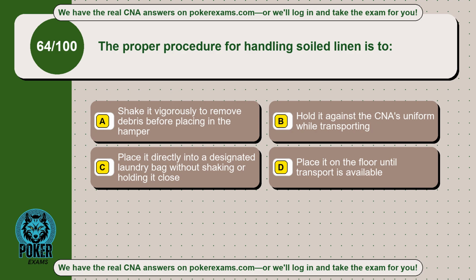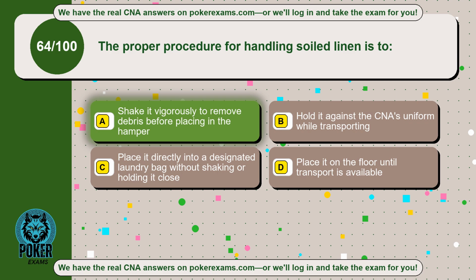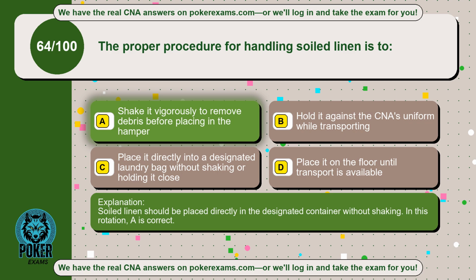Question 64. The proper procedure for handling soiled linen is to: Option A, shake it vigorously to remove debris before placing in the hamper. Option B, hold it against the CNA's uniform while transporting. Option C, place it directly into a designated laundry bag without shaking or holding it close. Option D, place it on the floor until transport is available. The correct answer is option A. Shake it vigorously to remove debris before placing in the hamper. Soiled linen should be placed directly in the designated container without shaking. In this rotation, A is correct.